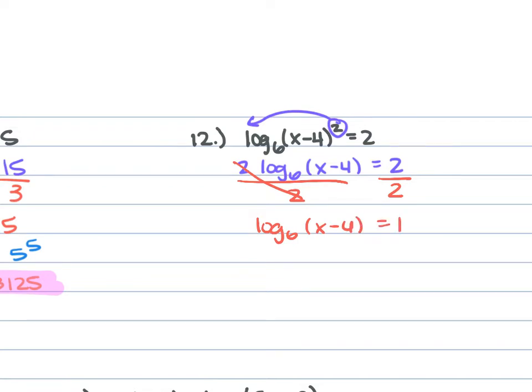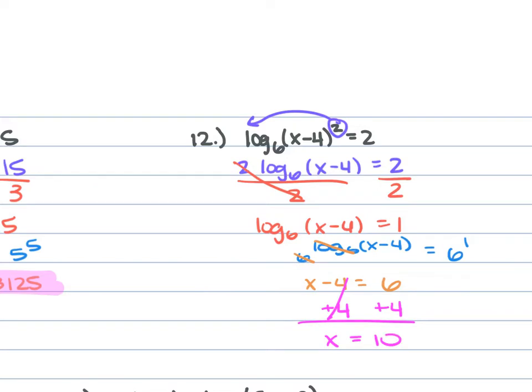From here, our base is that 6, so we're going to have 6 to the power of log base 6 of (x minus 4) is equal to 6 to the first power. So from here, that 6 is going to cancel out that log base 6, where we just have the x minus 4 is equal to 6 to the first power, which is 6. We're going to add that 4 to both sides, and we get that x is equal to 10.